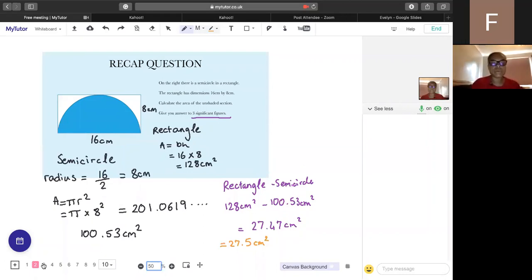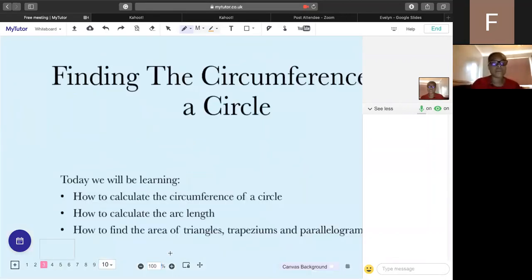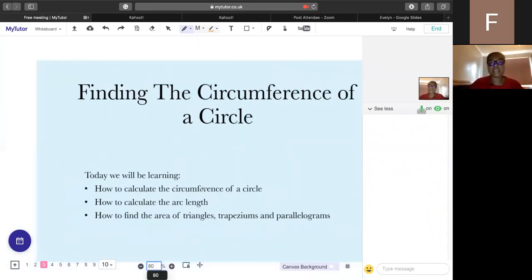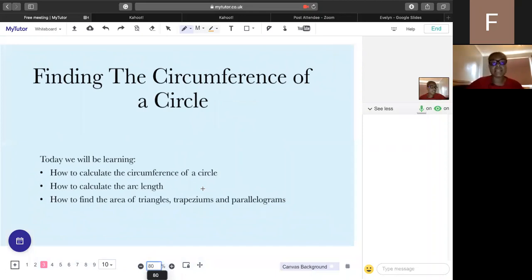Now we're going to move on to finding the circumference of a circle. So this is going to be today's session. Today we're going to be learning how to calculate the circumference of a circle. So we're going to look at a new formula today, how to calculate the arc length. So remember what the arc is on a circle. It's like part of your circumference. And also we're going to go through how to find the area of triangles, trapeziums, and parallelograms as well.